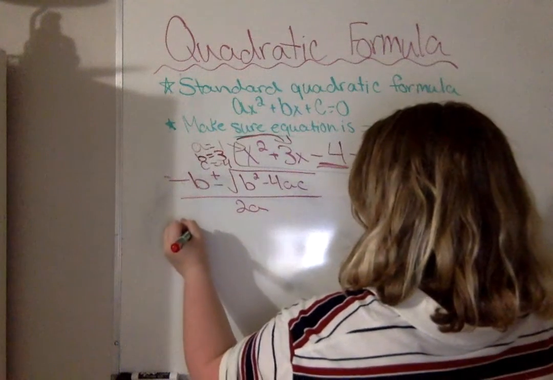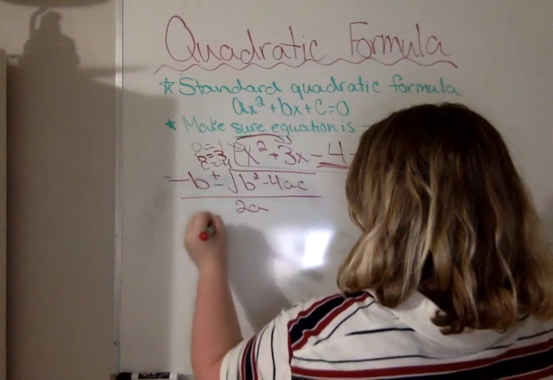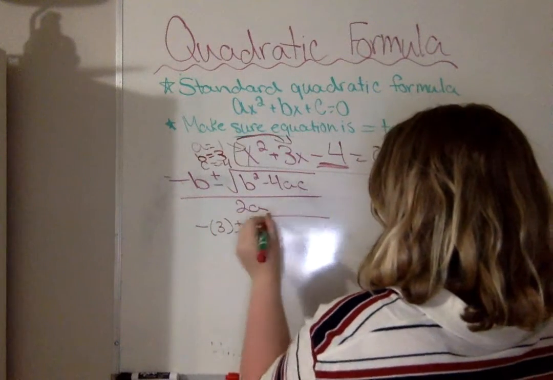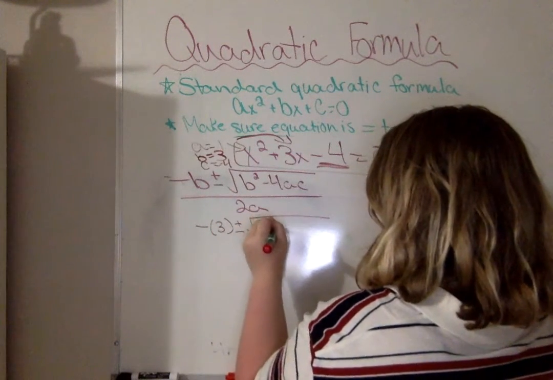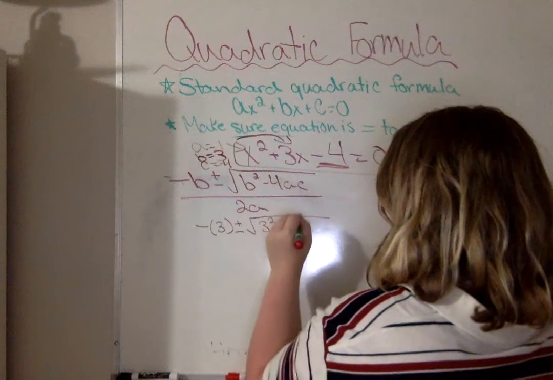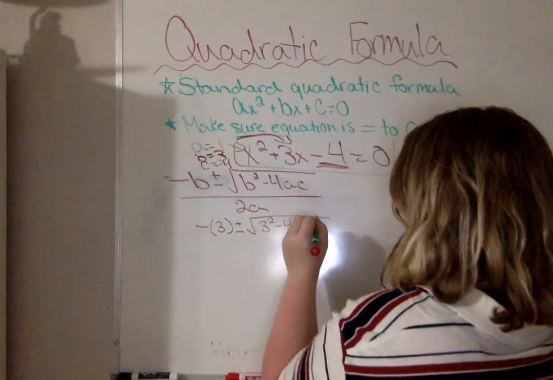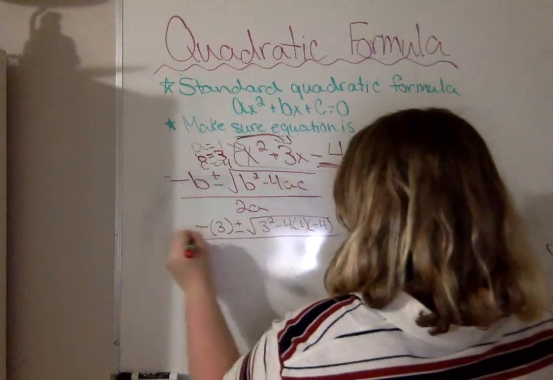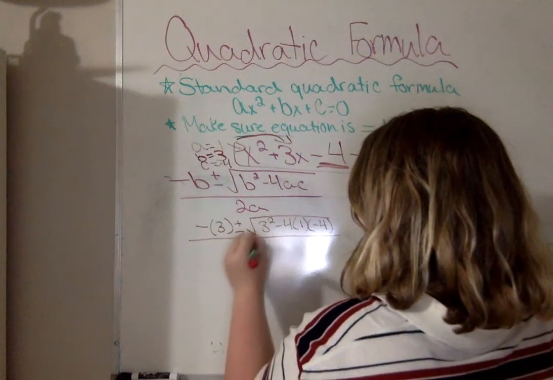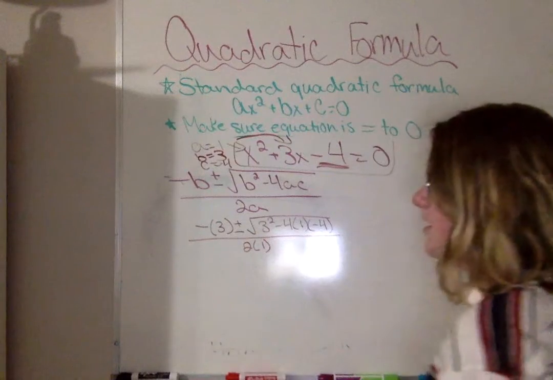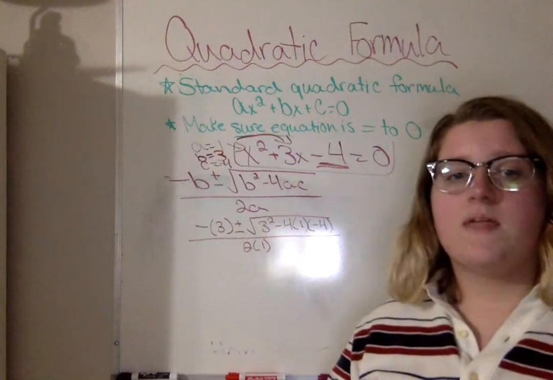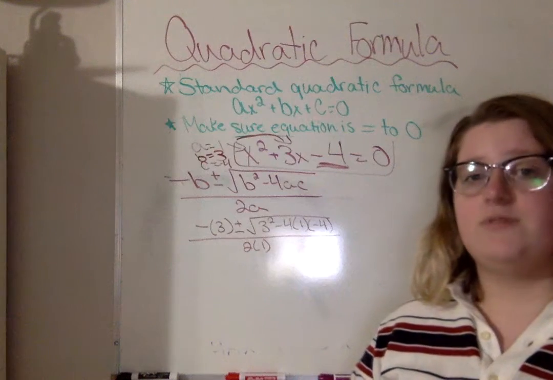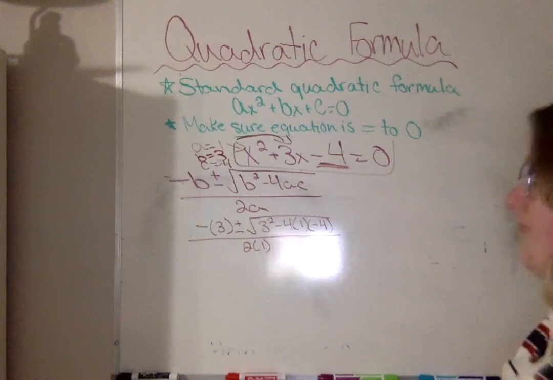So, we're going to have negative 3 plus or minus the square root of 3 squared minus 4 times 1 times -4, over 2 times 1. Now, this math is fairly straightforward, but if you need some help, follow me.